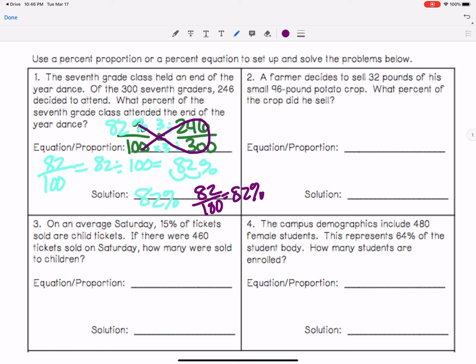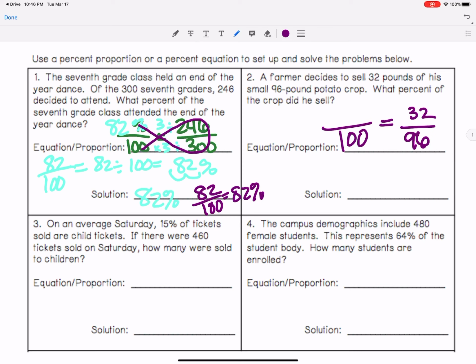Question number 2 says, a farmer decides to sell 32 pounds of his small 96-pound potato crop. So our part is going to be 32 pounds, and the whole is going to be 96 pounds. What percent of the crop did he sell? So we're saying out of 100, what percent did he sell? Now we can solve this just like normal. So you could do 96 divided by 100. Let's see what we get.